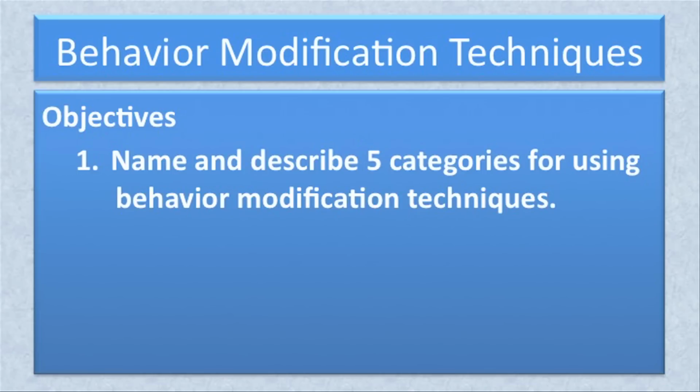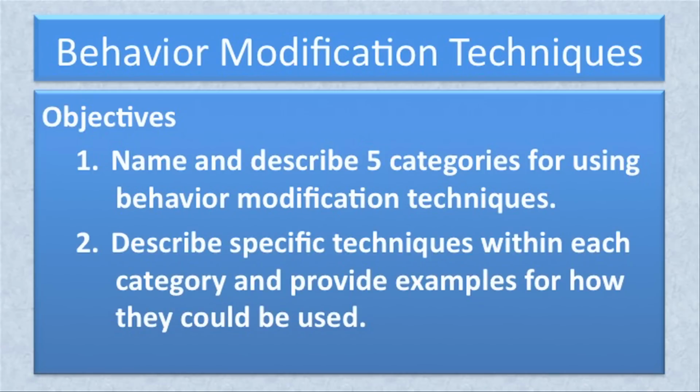There are two primary objectives for this presentation. First, at the end of the presentation, you should be able to name and describe 5 categories for using behavior modification techniques. And second, you should be able to describe specific behaviorally oriented methods within each category and provide examples for how they could be used.